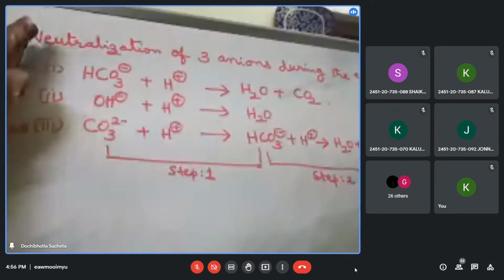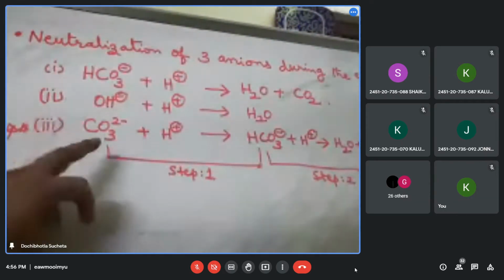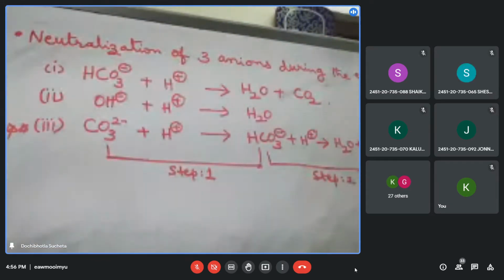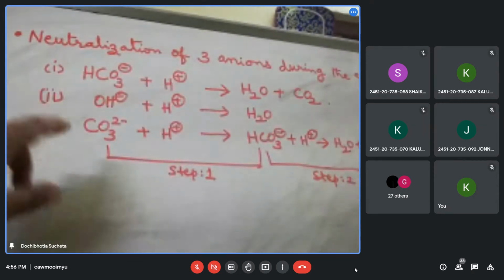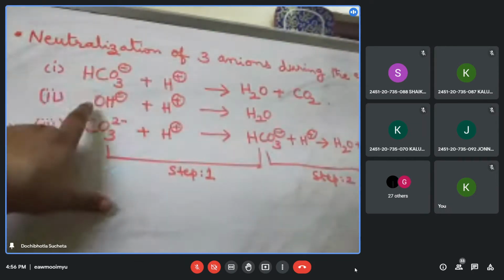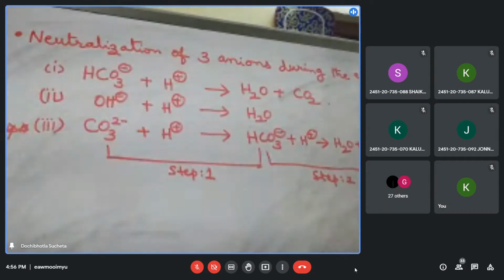If I want to find the total alkalinity, I can use methyl orange indicator. Why I'm using a combination of methyl orange and phenolphthalein, both the indicators, is to find the individual concentrations of these anions. Hence the usage of two indicators for the same titration.